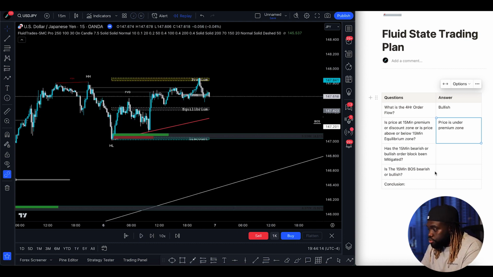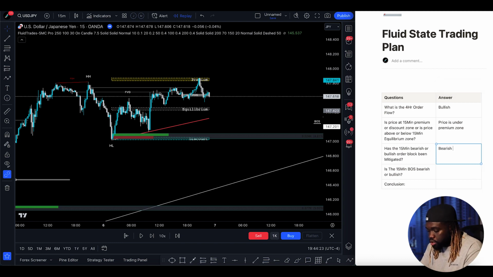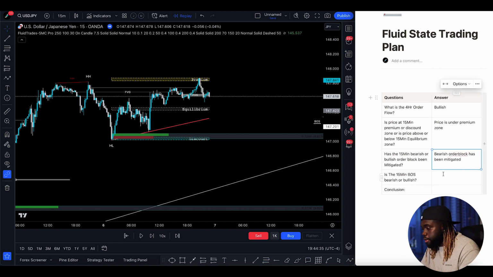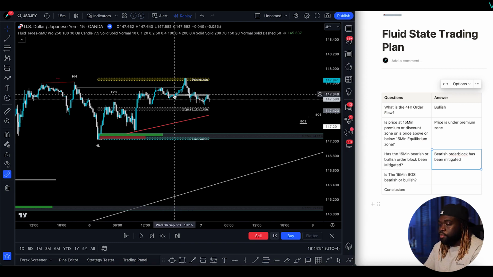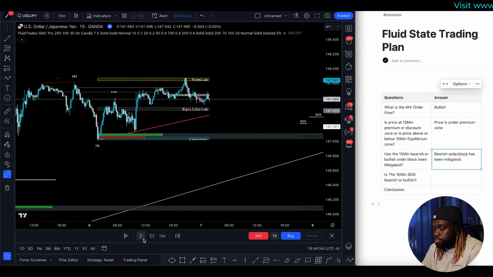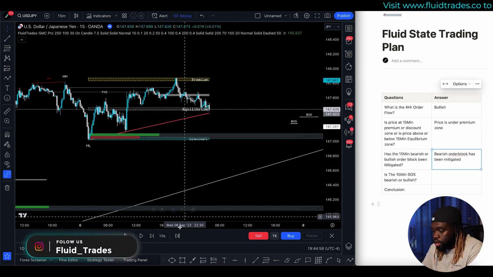So as we know, on the 15-minute, the bearish order block has been mitigated. So let's say bearish order block. Boom. So now we know that, right? So the next question is, is the 15-minute breaker structure bearish or bullish? Let's see what the market does. Okay, so we see that we have some form of breaker structure playing along. Boom, we have one form of breaker structure right here.